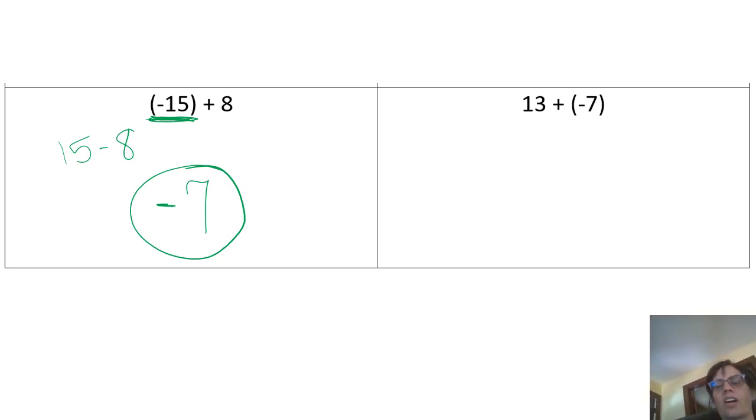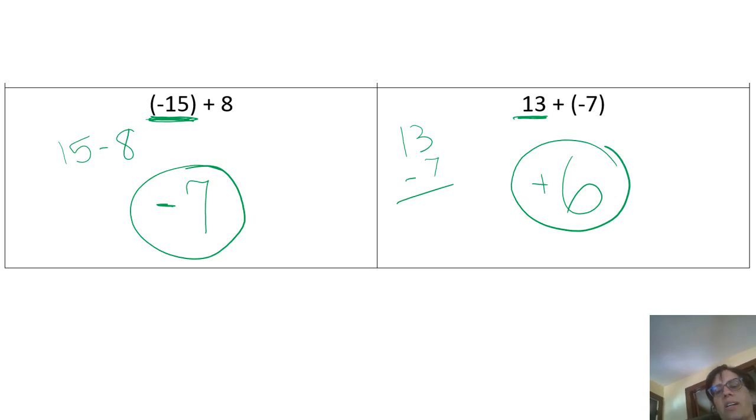All right, our second example, positive 13 plus negative 7. Different signs, subtract. Think 13 take away 7. We get 6. All right, let's find the digit that would create the longest line. It has the largest absolute value. That would be the 13. It is positive, so now my answer on this one turns out to be positive 6.